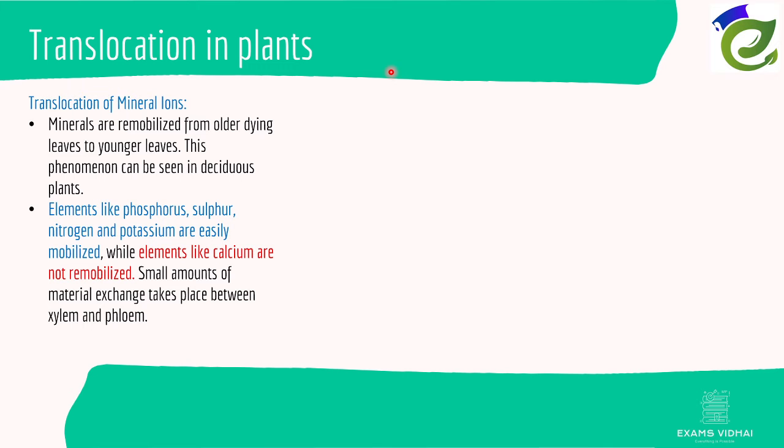Elements like phosphorus, sulfur, nitrogen, and potassium are easily mobilized, while calcium is not easily remobilized. So this is also one of the important points that may be asked in the NTSE exam. Small amounts of materials exchange takes place between the xylem and phloem.